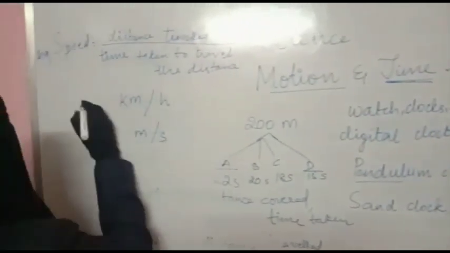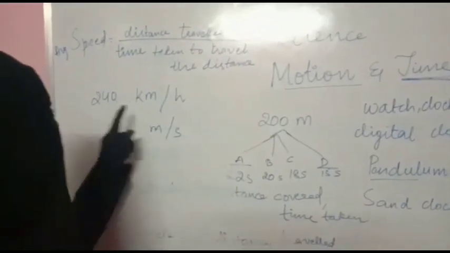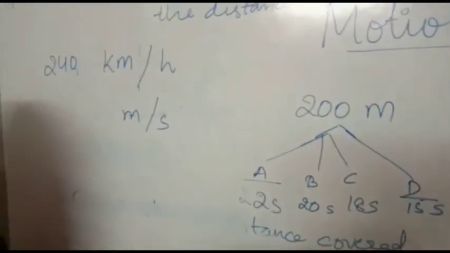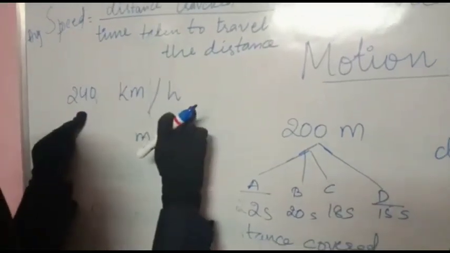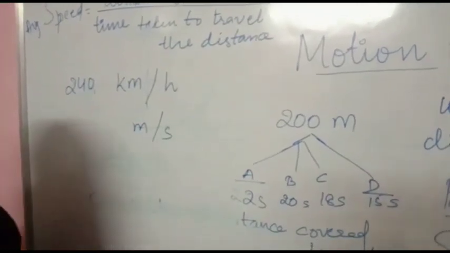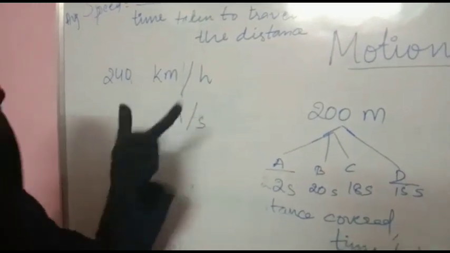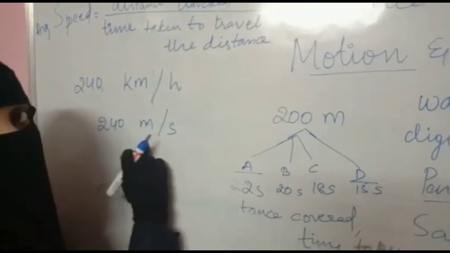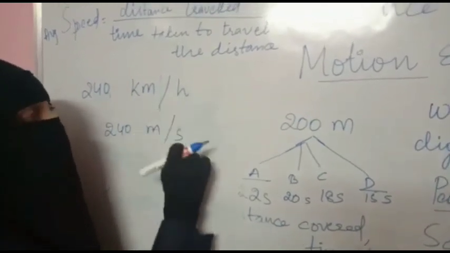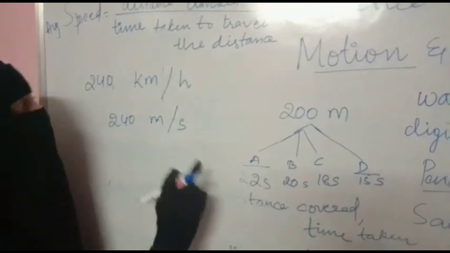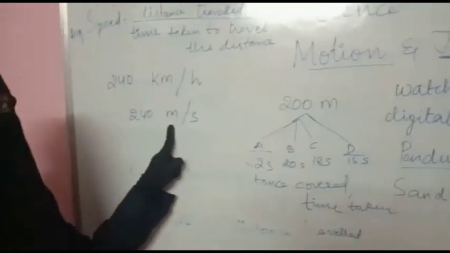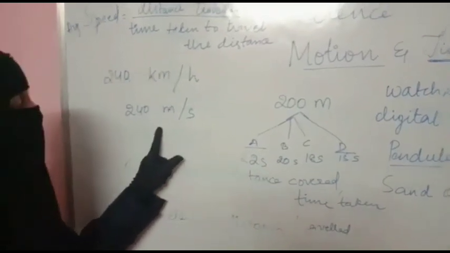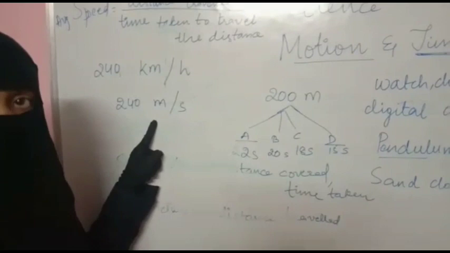Like you say 240 kilometer per hour. That means your distance is 240 kilometers. How much speed are you following? That is 240 kilometer per hour. For 1 hour, you are covering 240 kilometers. This is how it explains. In the same way, meter per second. It can also be like this. You are traveling 240 meters per 1 second. This is how you use the unit of speed. Speed can be measured in terms of kilometer per hour or meter per second. Kilometer per hour is the basic unit, whereas the SI unit is meter per second.